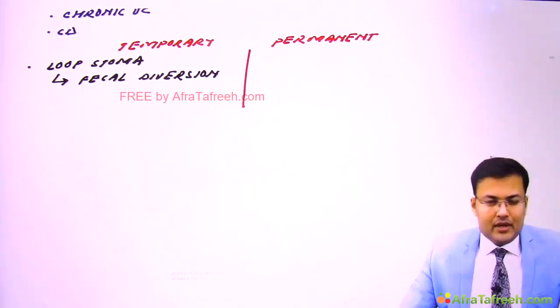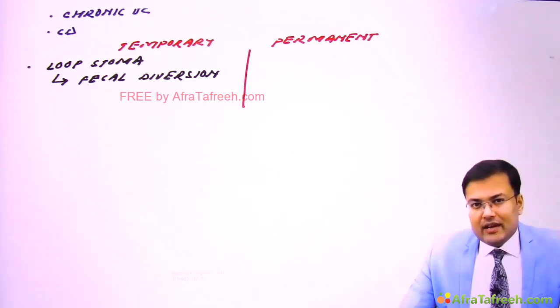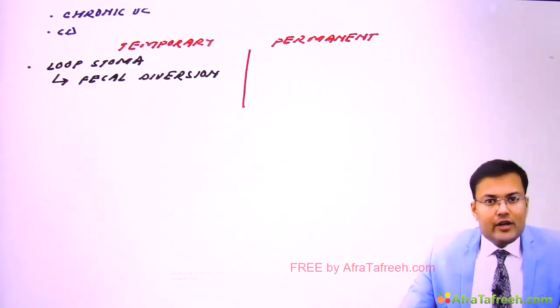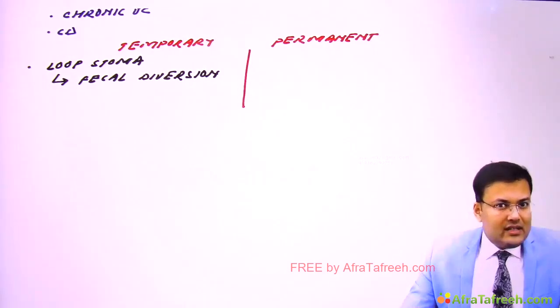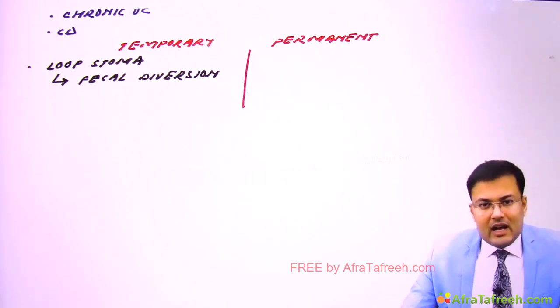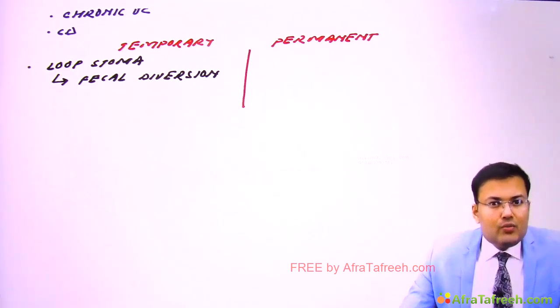See the example. Imagine a patient is having carcinoma sigmoid colon and we performed sigmoidectomy. After performing sigmoidectomy, we are going for colorectal anastomosis. To protect this colorectal anastomosis, I am going to create loop ileostomy. Clear? So this is temporary stoma, which is loop stoma for fecal diversion.